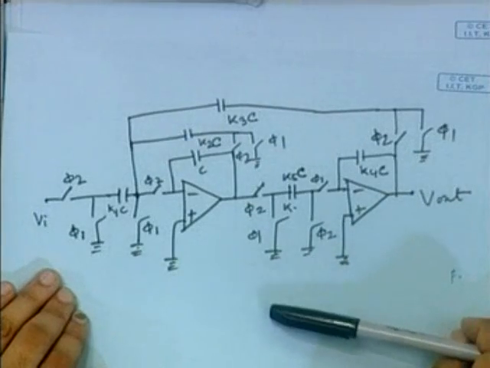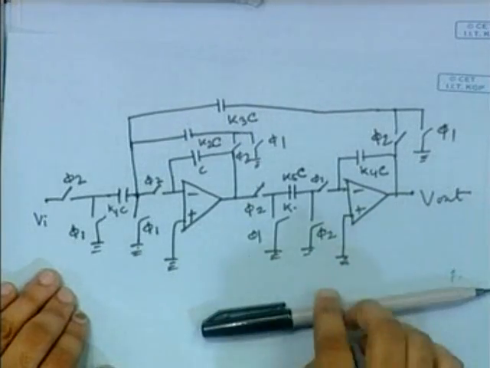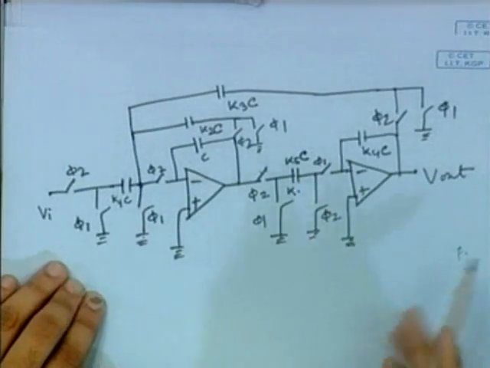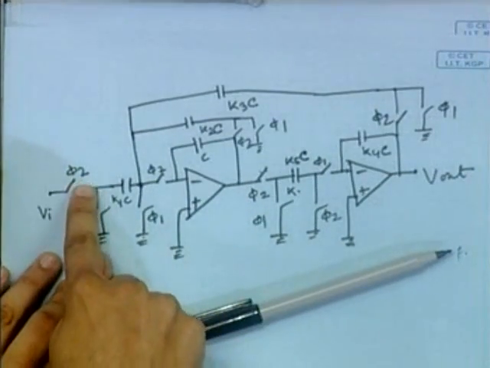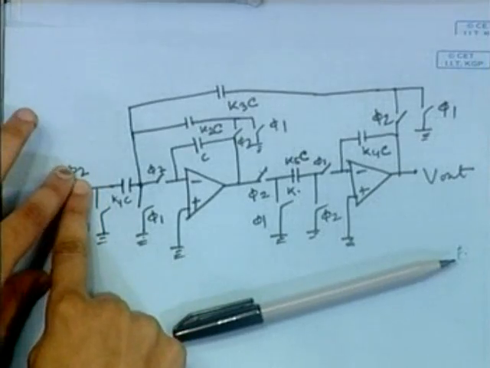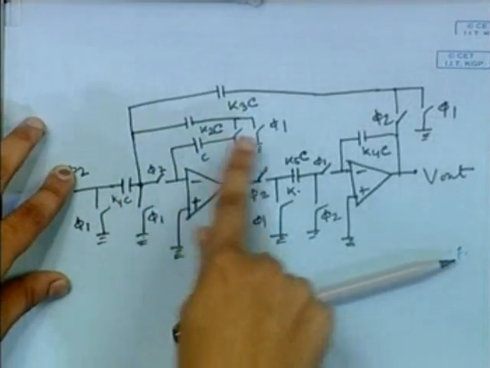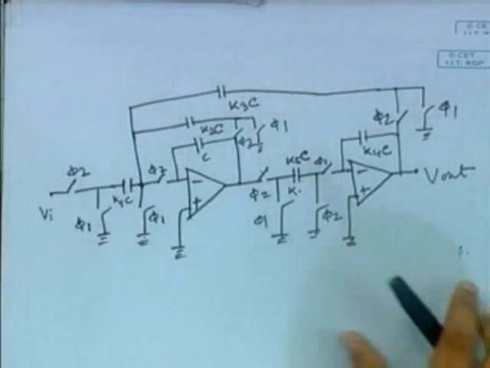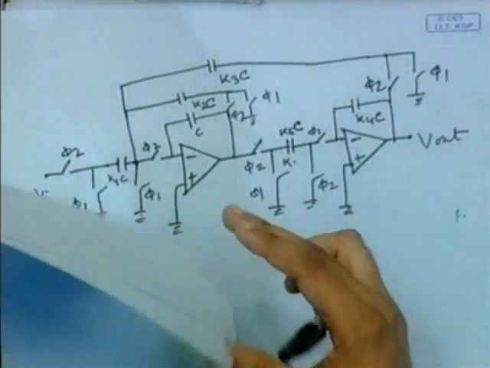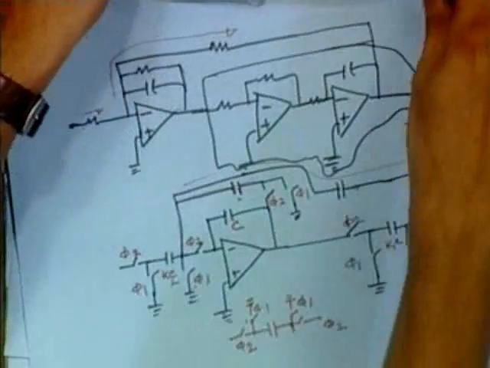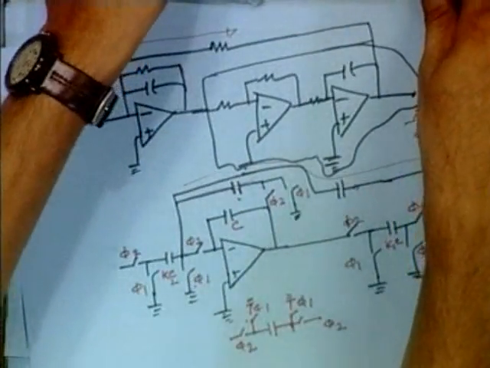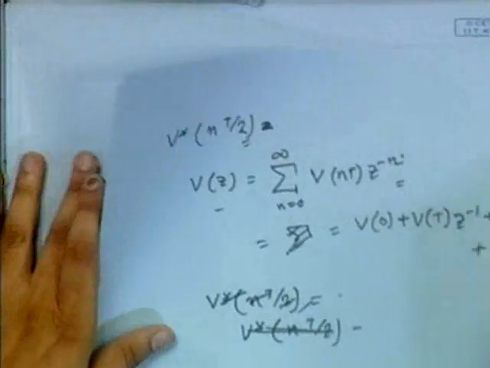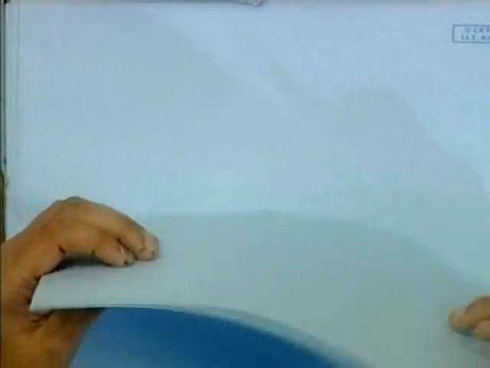Is it clear? Now notice one thing, that if you are making this switch phi 1 instead of phi 2, then you have to change all the switches according to that. And till now this portion is fine.